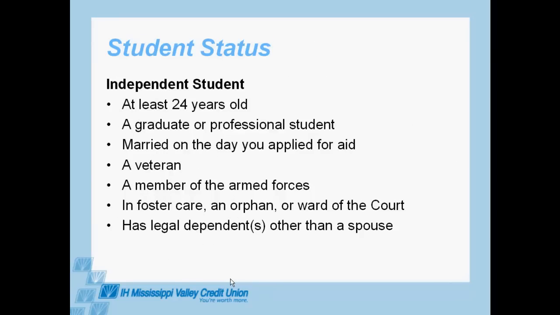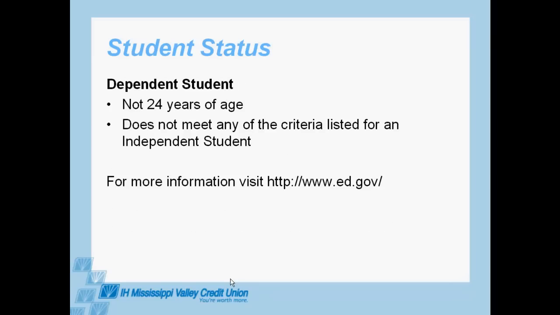You are an independent student if you are at least 24 years old on January 1st of the upcoming academic school year. If you're a graduate or a professional student, if you were married on the day you applied for aid, if you're a veteran or a member of the armed forces, if you're in foster care, an orphan, a ward of the court, or you have any legal dependents other than a spouse, then you are an independent student. You're a dependent student if you're not 24 years of age and you don't meet any of the criteria on the previous slide.